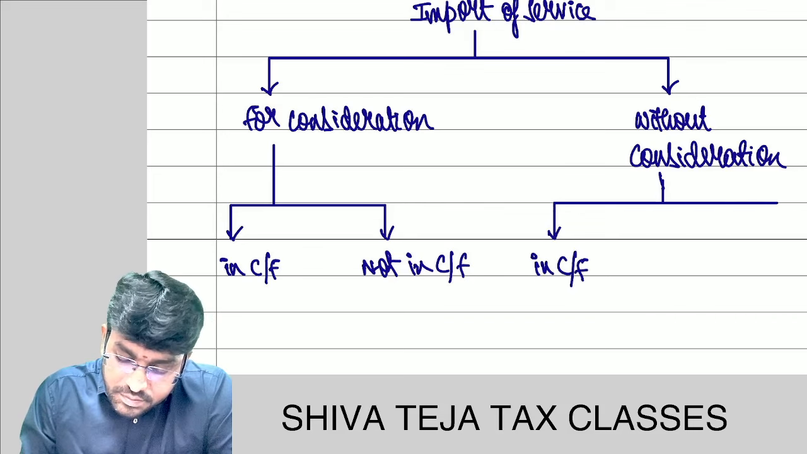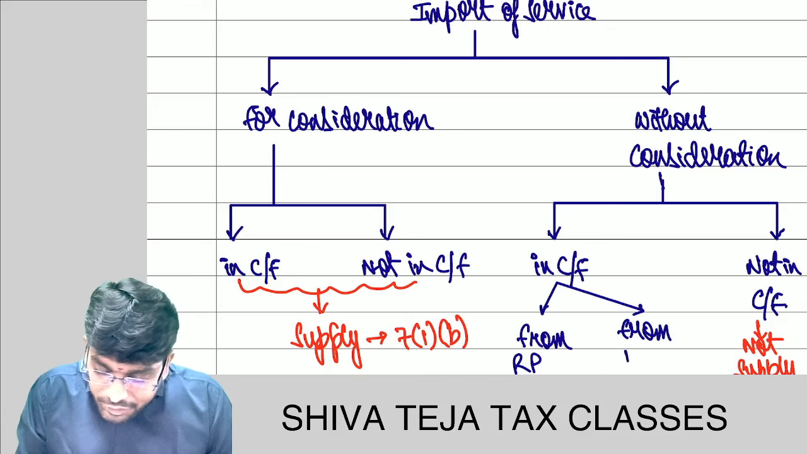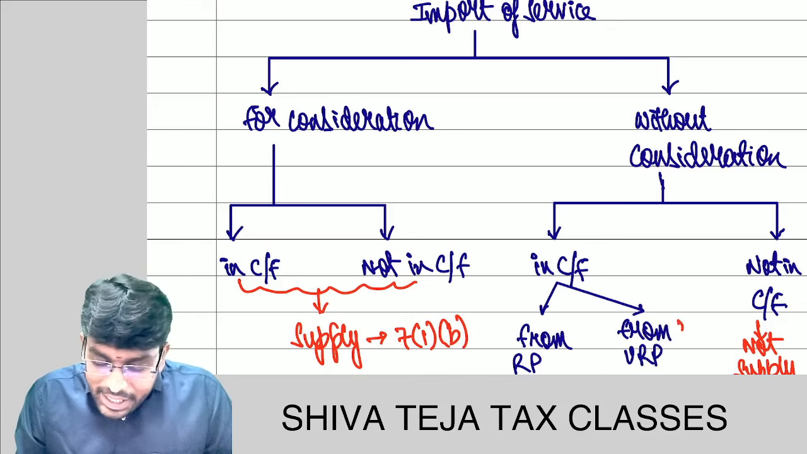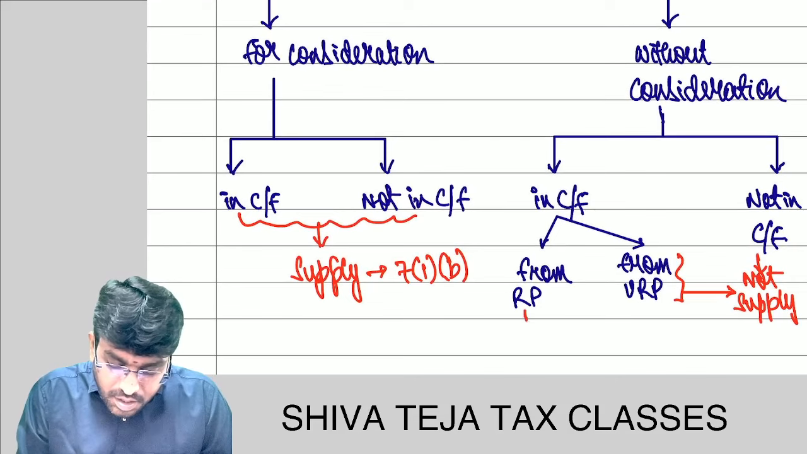But right side you see, if it is not in the course of furtherance of business, it is not a supply. And if it is in the course of furtherance of business, don't tell supply. Wait, relax. Then we should see from related person, from unrelated person. So understood? If it is from unrelated person, it is not a supply. And if it is from related person, what will happen, friends? Supply. Then only will apply 7.1c. Full clarity? Exceptionally clear, my dear friends.